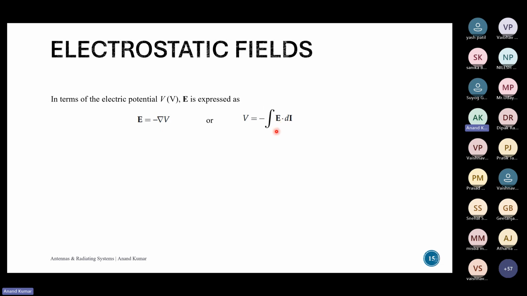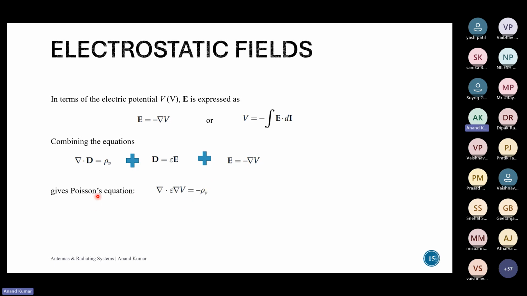It can also be written in this form, where the electric potential V is the integral of the electric field. And if we combine the equations that we saw just now, the divergence of electric flux, the electric flux relation with the electric field, and the electric field relation with the electric potential, we get the popular Poisson's equation, which might be asked during exams, and the questions might come around this.